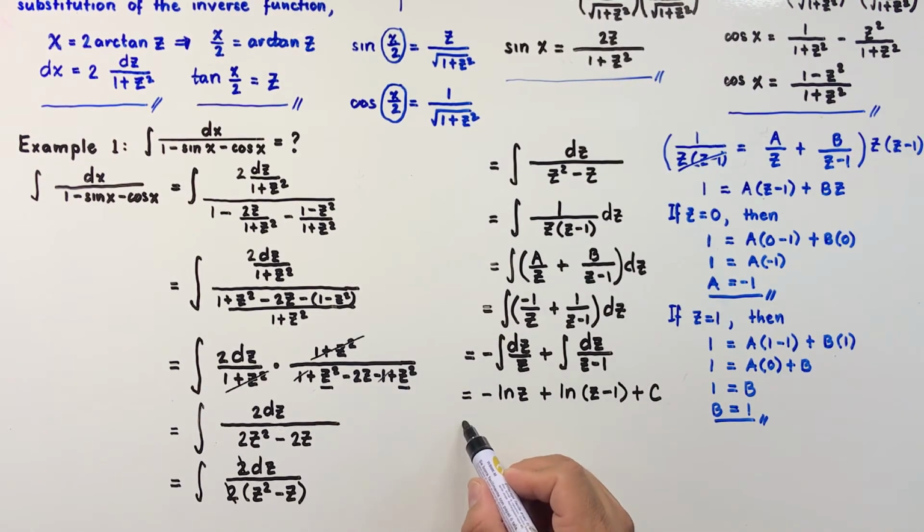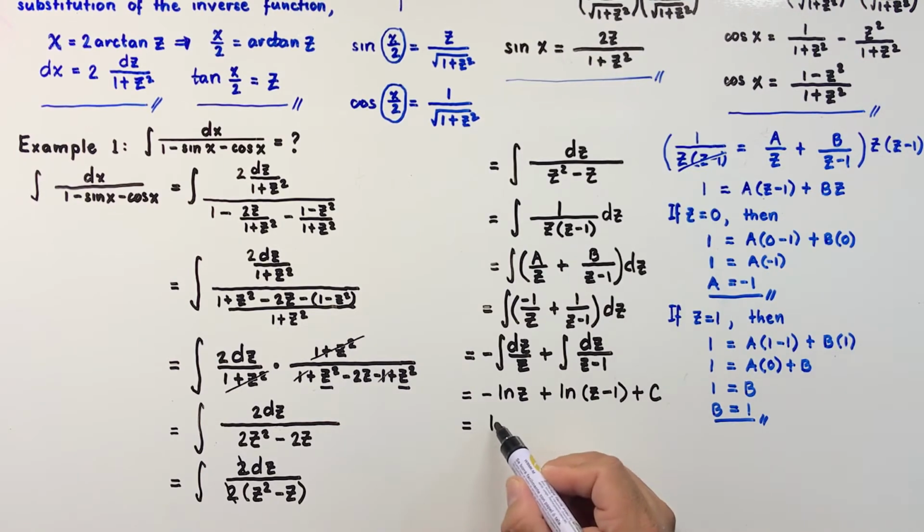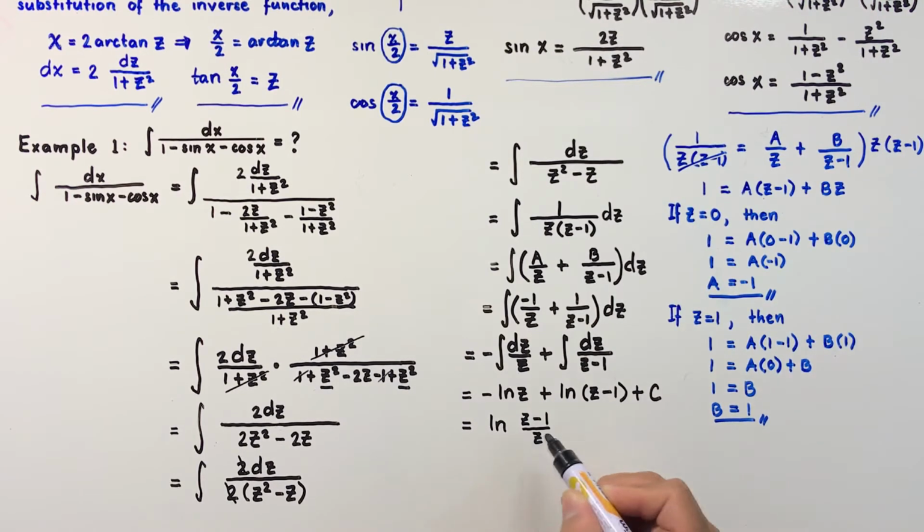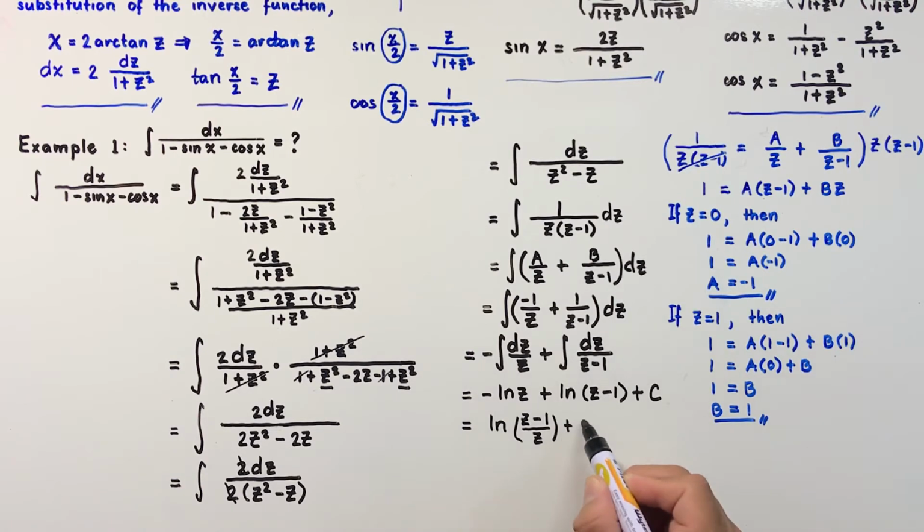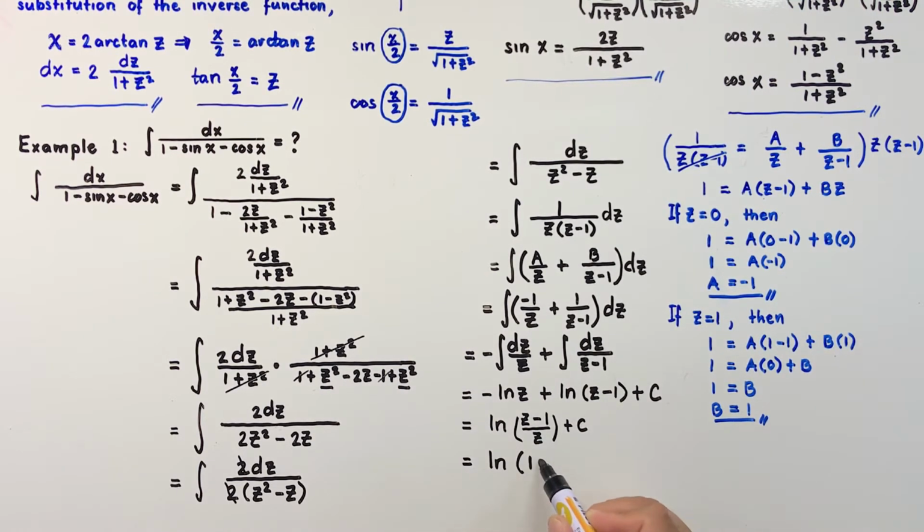And we can rewrite this into just one logarithm by setting the z minus 1 as our numerator and this z here as our denominator because it has a minus sign. So this is the natural log of z minus 1 over z. And simplifying it further, we have the natural log of 1 minus 1 over z plus the constant of integration c.